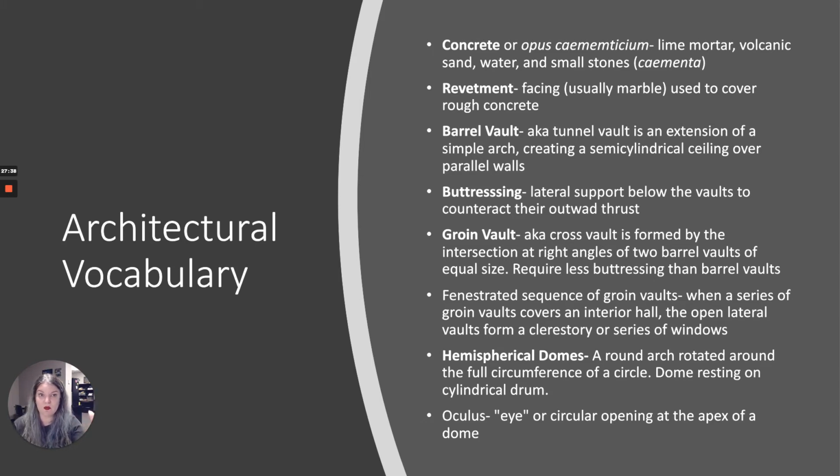Then we have another really important invention. That's the barrel vault. This is also sometimes called a tunnel vault, and basically it's like if you take a simple arch. Arches are really important to Roman architecture and structural development. So you take an arch and then you just expand it in space and it makes a barrel vault, which creates a semi-cylindrical ceiling over parallel walls. Semi-cylindrical meaning half a cylinder.